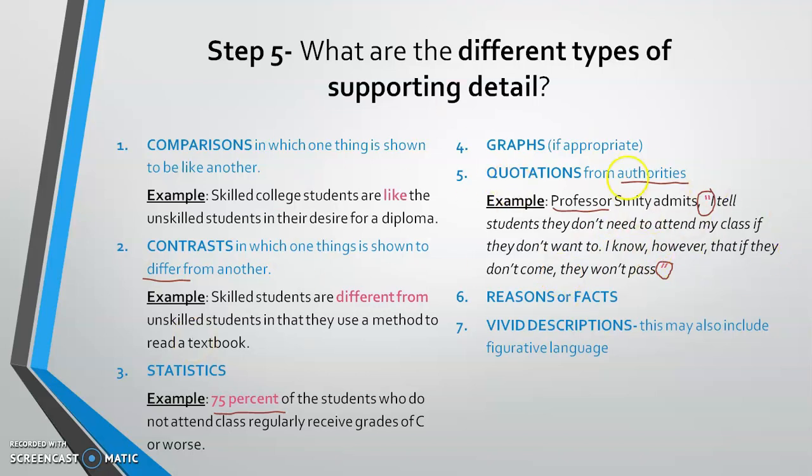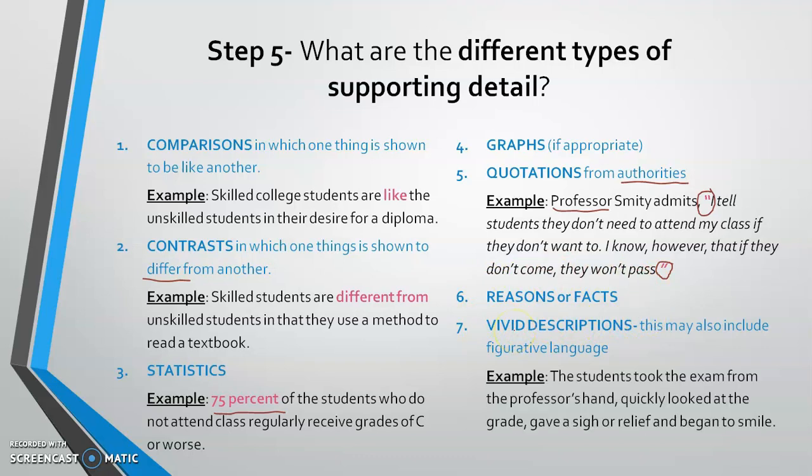Therefore, these are the 7 types of supporting details. You would be using comparison, contrast, statistics, when possible quotations, reasons or facts. You can always use these, they are the most used ones, and vivid descriptions.